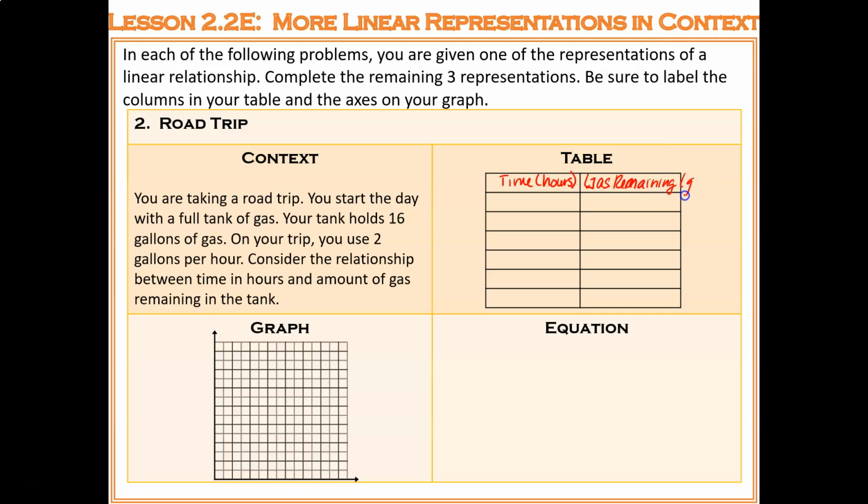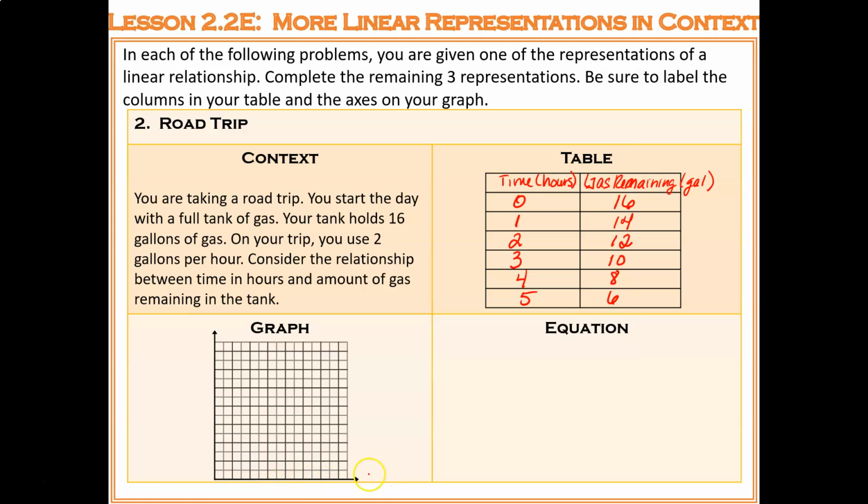And this is gallons. Okay, so when we start the trip at 0 hours, there are 16. And obviously you use the gas, so we're going to have a negative rate of change here. So you use 2 gallons per hour. So in the first hour, I'm going to have 2 less, which puts us at 14. After 2 hours, 2 less, I'm at 12. 3, I'm down to 10. 4, I'm at 8. And 5, I'm at 6. Okay?